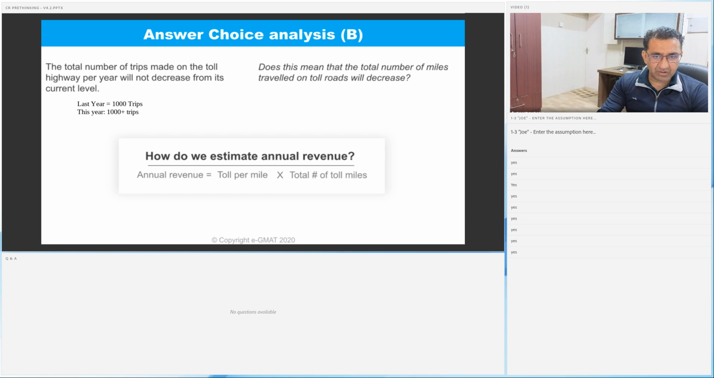Do we need the number of trips to be more than 1,000 or 1,000? What if we have 990 trips there, 950 trips this year? Can we not have more miles or a similar number of miles traveled, even with fewer trips? Is this a must be true? No. Even with 950 trips, we can have similar or even more miles if the average length of trip goes up by, let's say, about 10%.